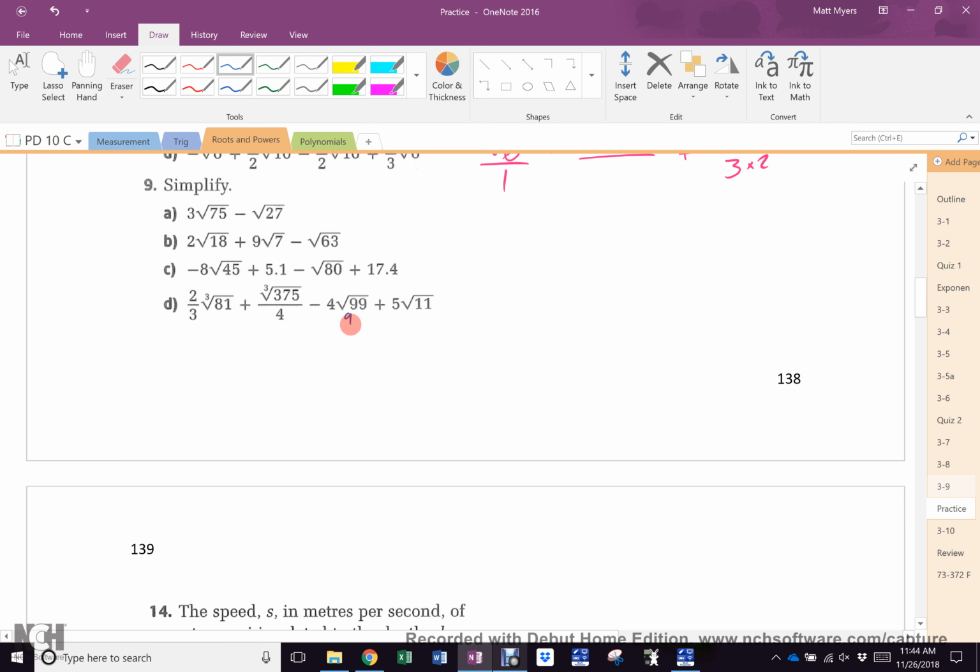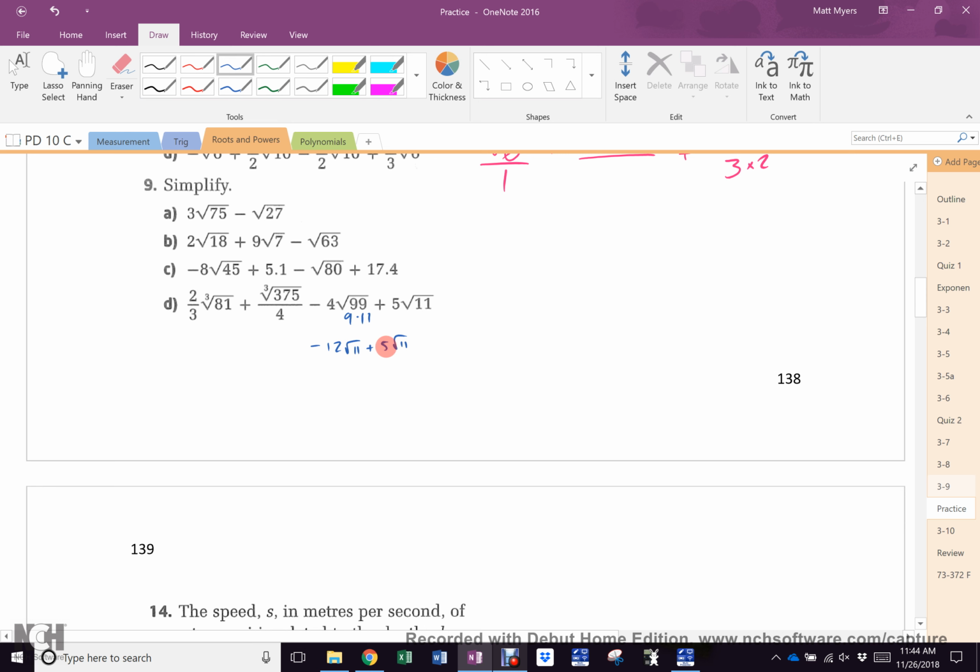To 9 times 11, I would think. And what would you do with that 9? You'd bring out a 3, so you'd have negative 12 root 11 plus 5 root 11. Now, does that take you to something else that you understand? I have negative 12 root 11s, and I'm adding 5 root 11s.